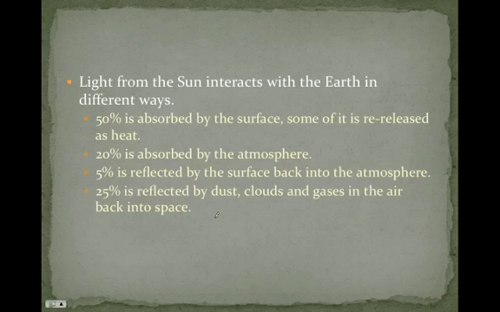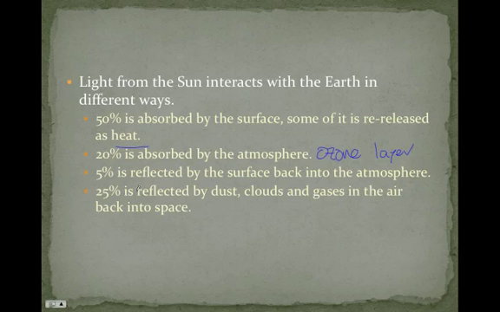Now, light from the sun interacts with the earth in different ways. About 50%, or half, is absorbed by the surface and then re-released as heat. 20% is absorbed by the atmosphere. A lot of that we could think about being absorbed by the ozone layer. 5% is reflected by the surface back into the atmosphere. And about a quarter, 25%, is reflected by dust, clouds, and gases in the air back into space.